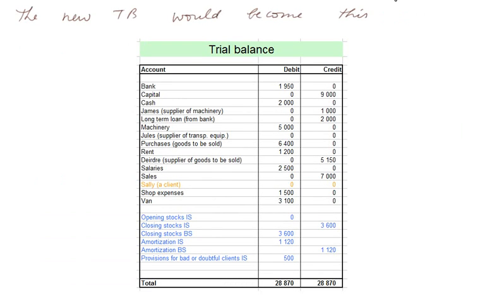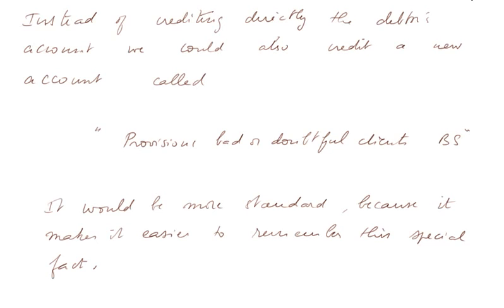The new trial balance would look like this. Now Sally's line has a balance of 0, and there is this new account, provision for bad or doubtful clients, 500 euros here. And by the way, the totals didn't change because we had 500 here and nothing here, and now we have nothing here and 500 here. Instead of crediting directly the debtor's account, we could also credit a new account called provisions for bad or doubtful clients, BS. It would be more standard because it makes it easier to remember this special fact.